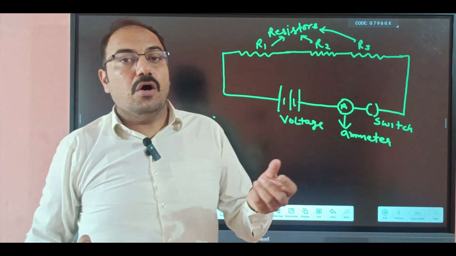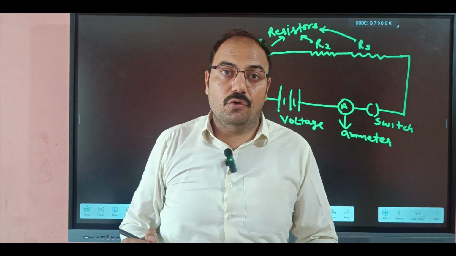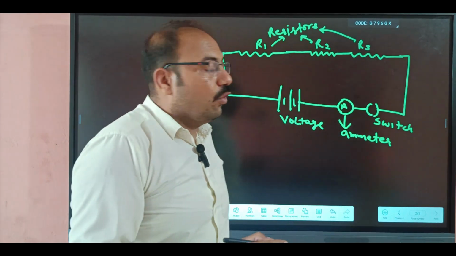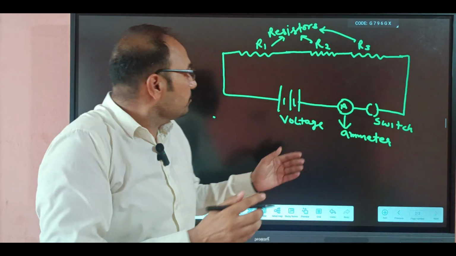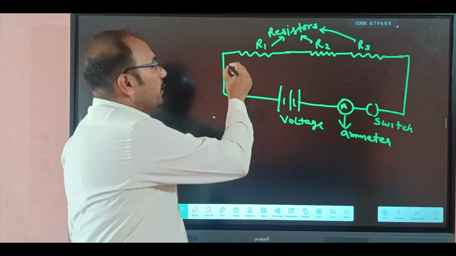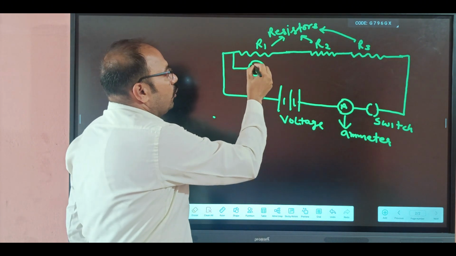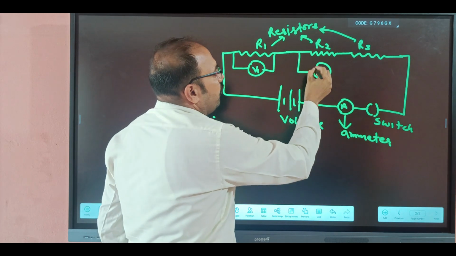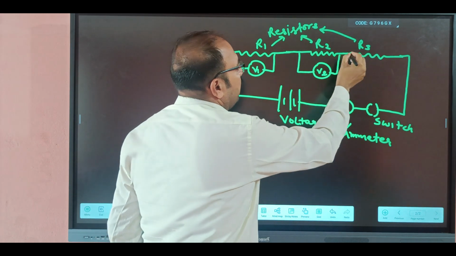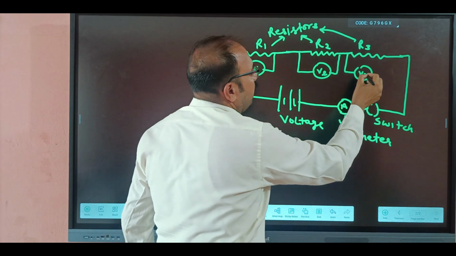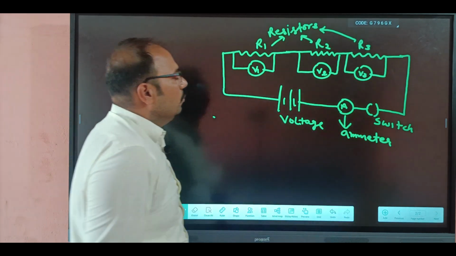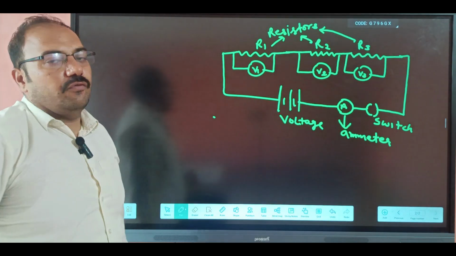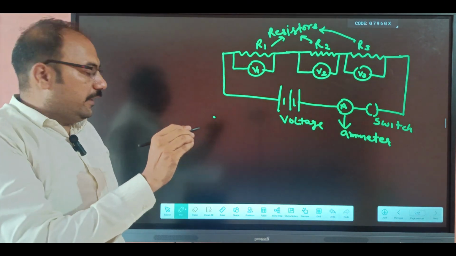So how do we connect a voltmeter? We know a voltmeter is always connected in parallel combination, because in parallel combinations the voltage is the same. So here this is voltmeter V1, this is voltmeter V2 and this is voltmeter V3. So this circuit is complete for the derivation of resistance in series combination.